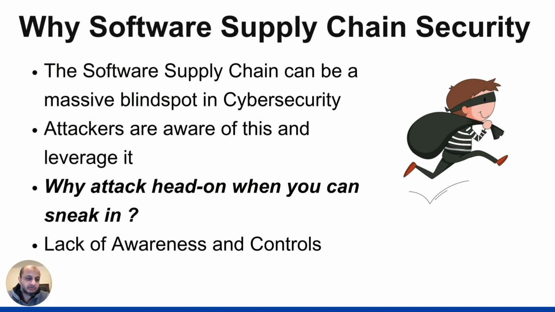And attackers are not stupid. They are also aware of this. Why would they want to attack head on when they know that the company is securing itself, when they can just sneak in through a third party component, through a third party library, through some other sort of backdoor which the company is not aware of?